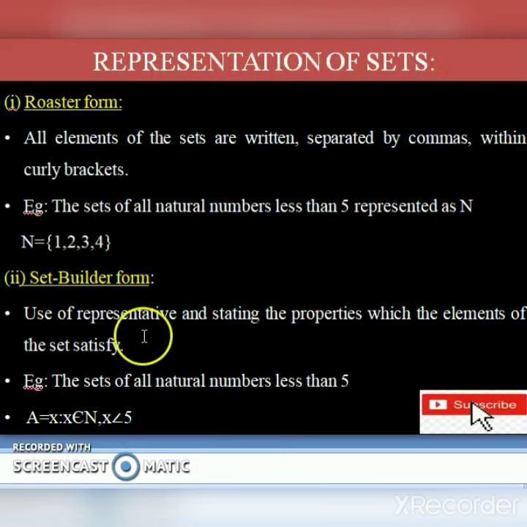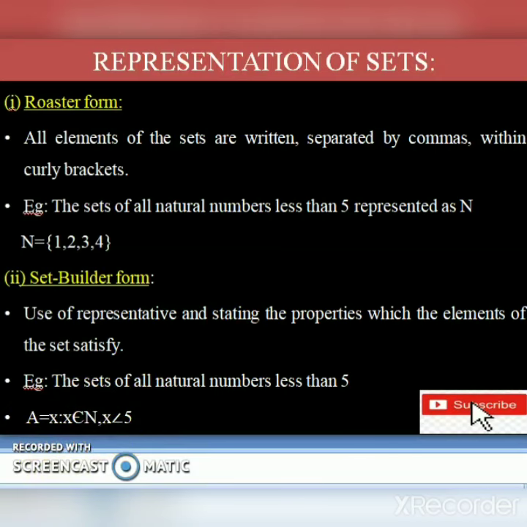Now what about set builder form? In set builder form, we use a representative and then we state the properties which the elements satisfy. For example, I will take the same example, the set of all natural numbers less than 5. Here I will write A = {x : x ∈ N, x < 5}. This symbol represents belongs to. Here I will not list 1, 2, 3, 4. I'll just represent that x should be less than 5, and that x will be categorized under natural numbers. That is how set builder form works.